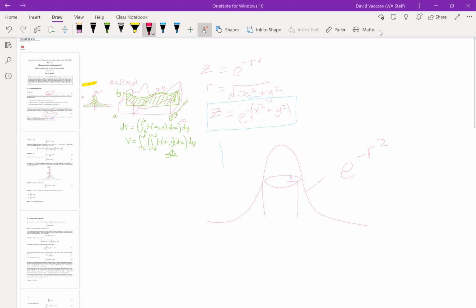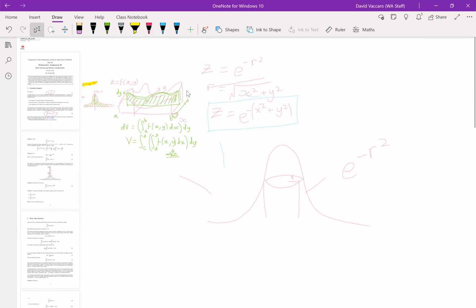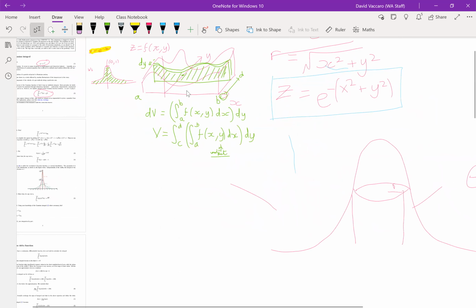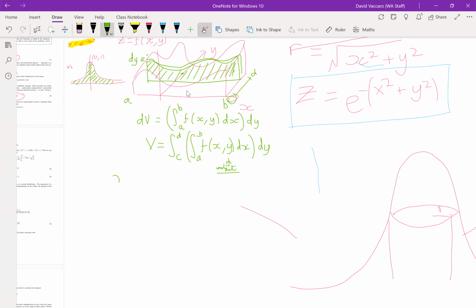And I'm going to do this integral in two ways. The first thing I'm going to use is the two-dimensional formula that I had before. So I'm just going to take the integral from negative infinity to infinity of the integral from negative infinity to infinity of e to the negative x squared plus y squared dx. And then I'm going to integrate that with respect to dy.